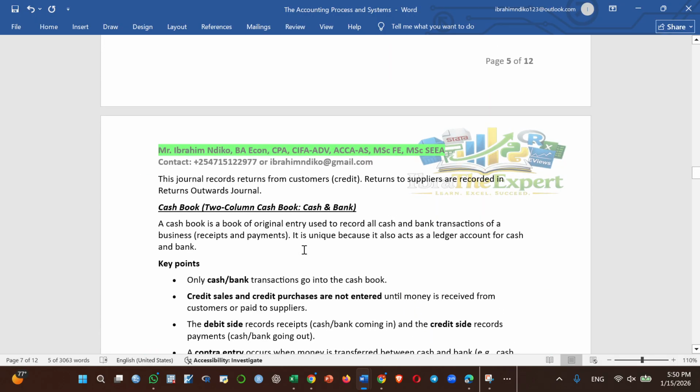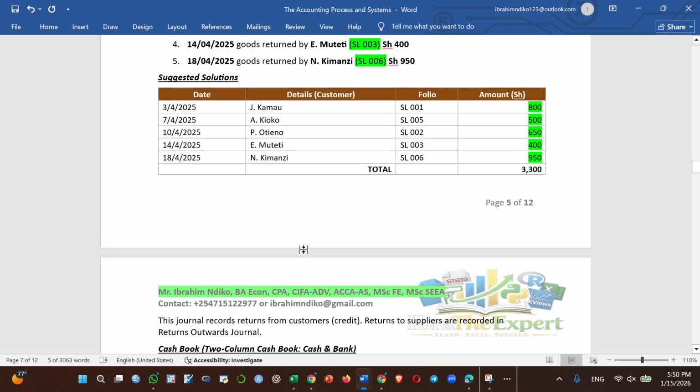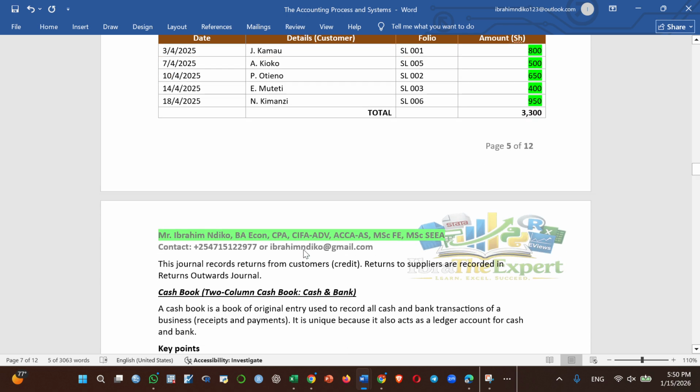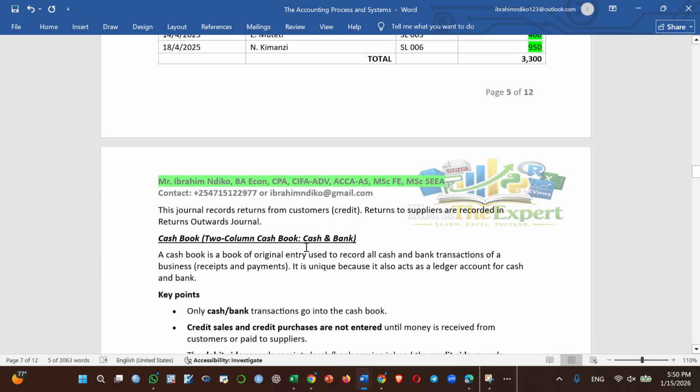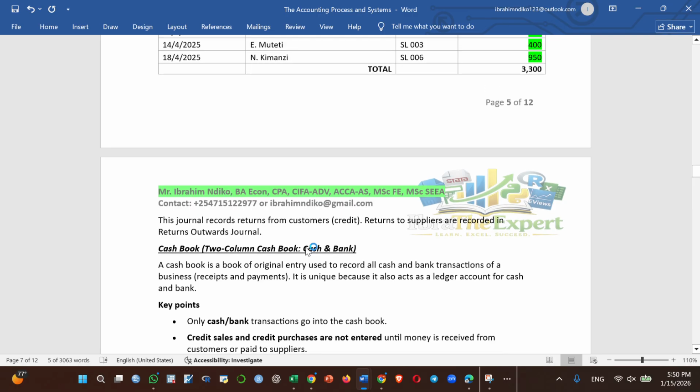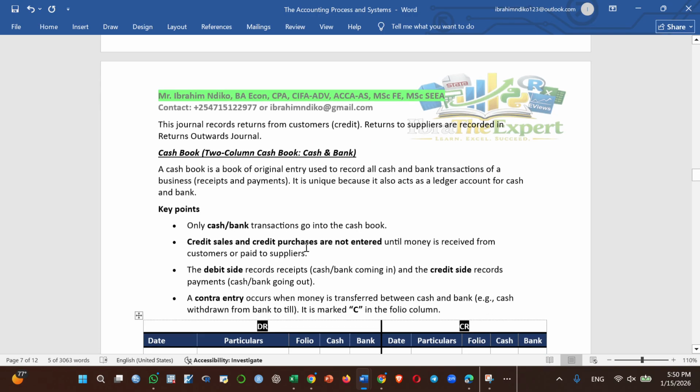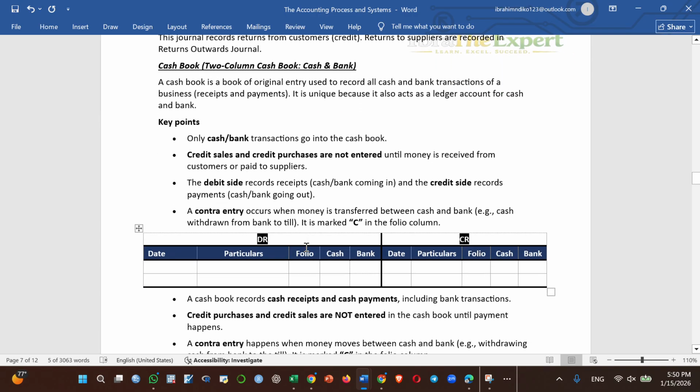Unless you have a question, you can post in the chat box. Any question, you can post. So that tomorrow we start from the cash book, that is the two column cash book. I will also share these notes for tomorrow so that you can write down the questions so that we can answer them in our next class. Any question, you can post in the chat box.